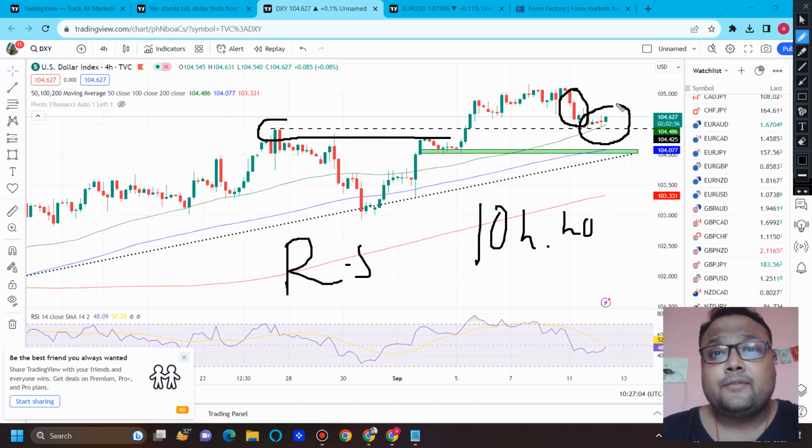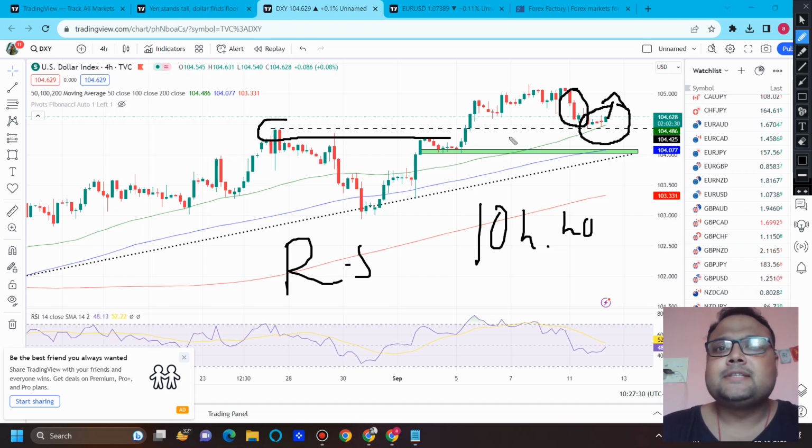And tomorrow we have CPI. CPI is a big event for forex traders. Before a big event like CPI, usually the market does not show crazy moves. So we can expect that more or less the market will remain like this only. The volatility will remain like this only. So we can expect the market to continue some upside. If that happens, obviously you need to plan your trades accordingly.